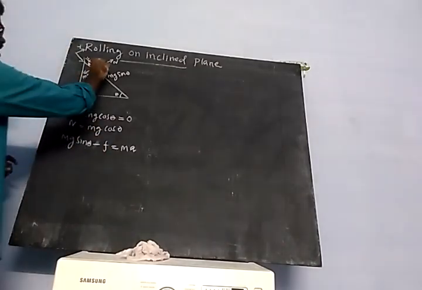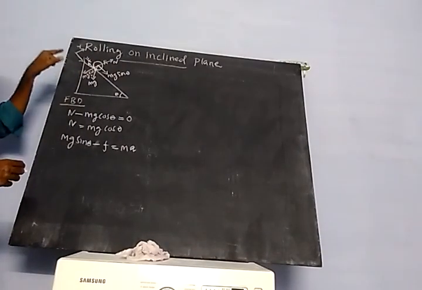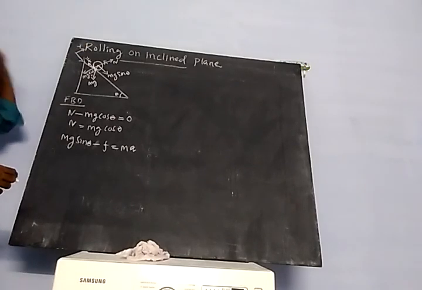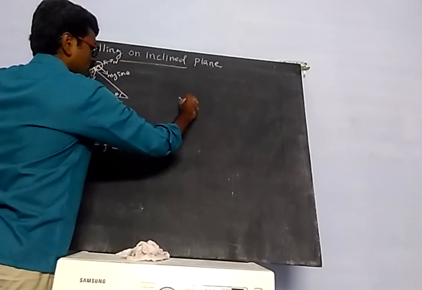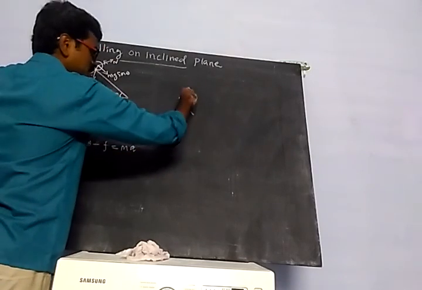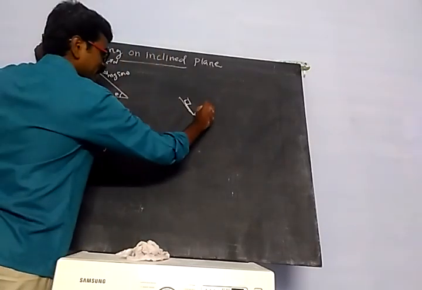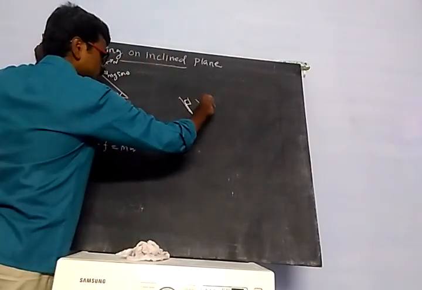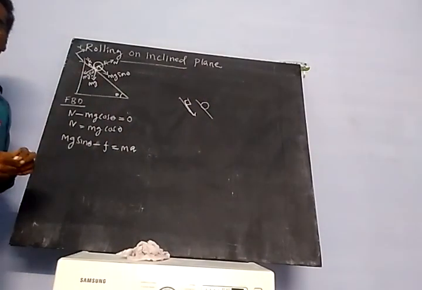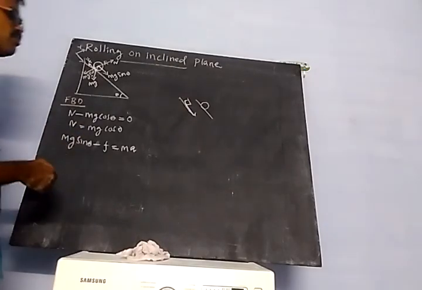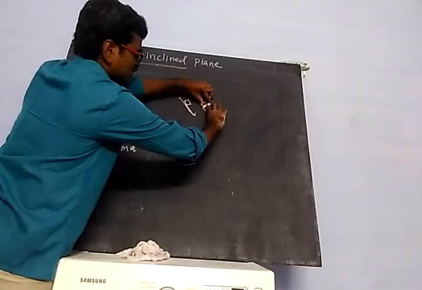Here the object is not only in translation; rolling rotational motion is also happening. Suppose an object like a square box is sliding in this direction, that means only translation. But here the object is moving with translational as well as rotational motion.